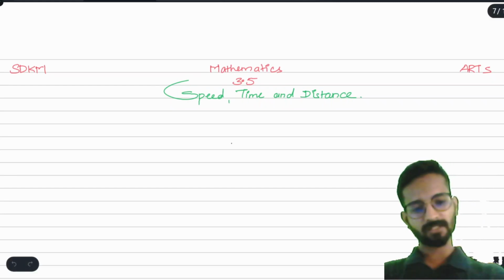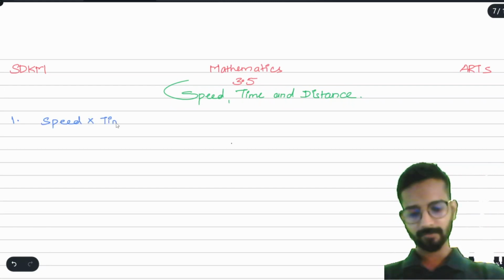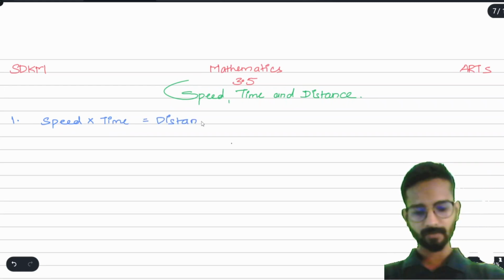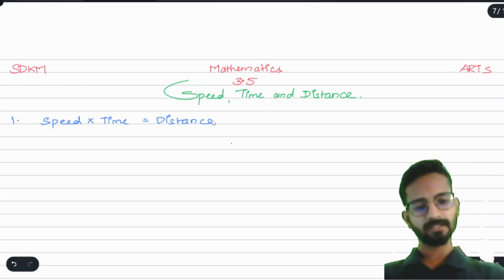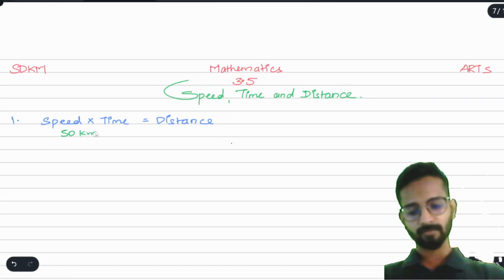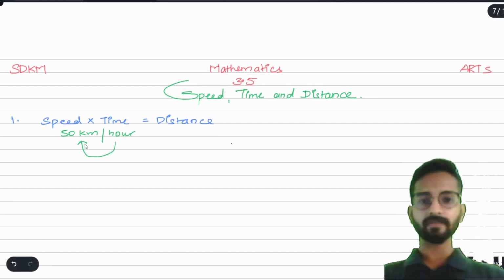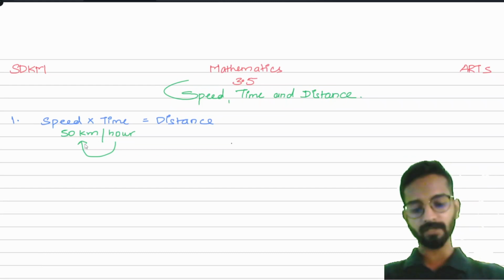See, the very first thing, what we all already know from very junior classes, is that speed multiplied by time gives us distance. How? Let's see. Say I am driving a car at 50 kilometers per hour. What does this speed mean? That in 1 hour my car is covering a distance of 50 kilometers. Very simple.